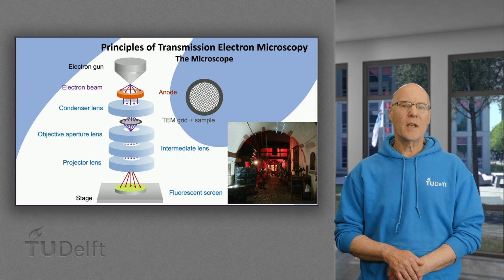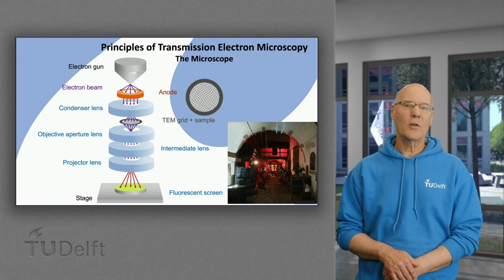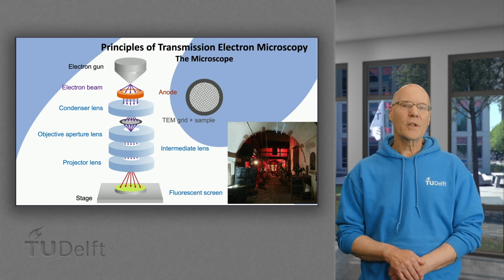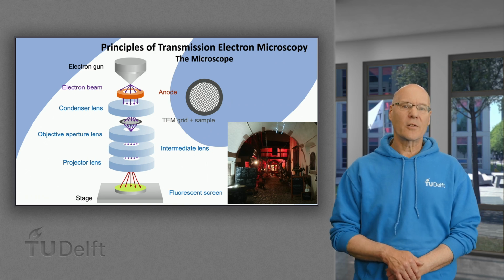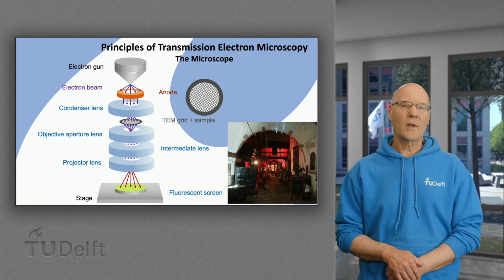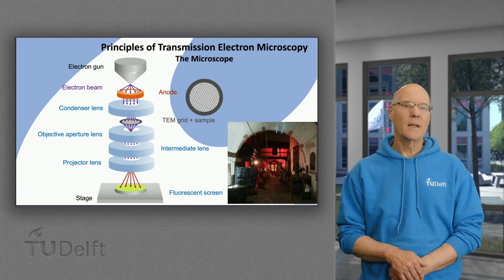To create such an image, the specimen must be ultra-thin, typically in the order of 100 nanometer or less, and placed on a grid. The transmitted electrons are detected by a detector, creating an image. This image is further magnified so it can be viewed by the operator on, for instance, a monitor.